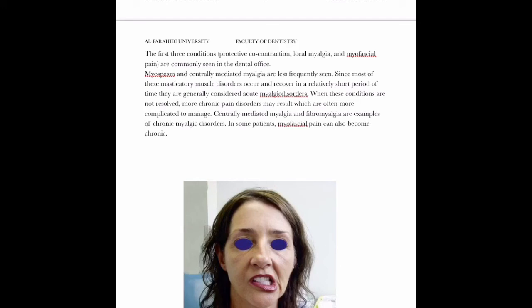Myospasm and centrally mediated myalgia are less frequent, and since most of these muscle disorders occur and recover in a relatively short period of time, they are generally considered acute myalgia disorders. When these conditions are not resolved, more chronic pain disorders may result, which are often more complicated to manage. Centrally mediated myalgia and fibromyalgia are examples of chronic myalgia disorders. In some patients, myofascial pain can also become chronic.